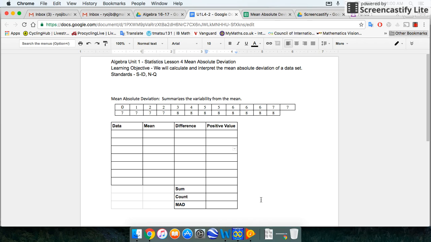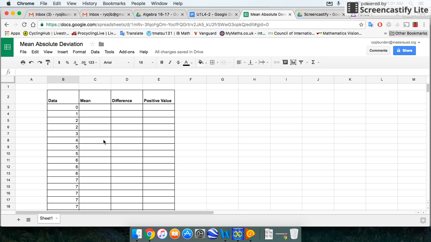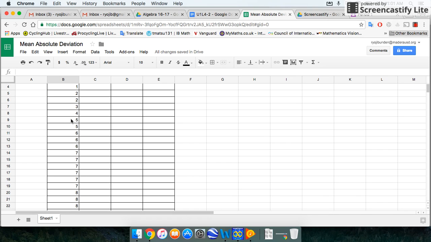I'm going to work over in Google Sheets because it's a little easier. I'm going to be using this same data table, and I'm just going to copy it over to the data column. So 0 goes in the first one, 1 goes in the second one, then we have two 2s, 3, 4, two 5s, and so forth. Over here in Google Sheets, you'll see that I've put in all of our data values. So we have 25 data values.